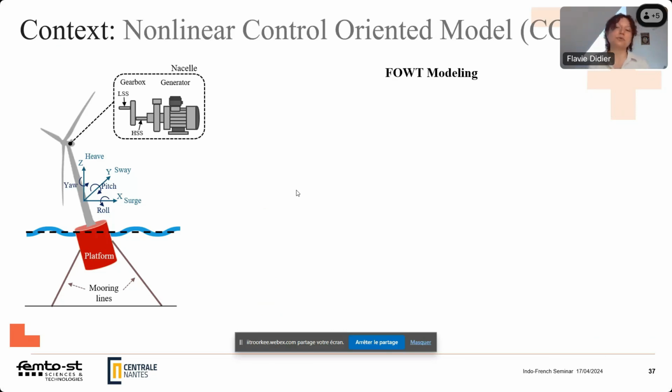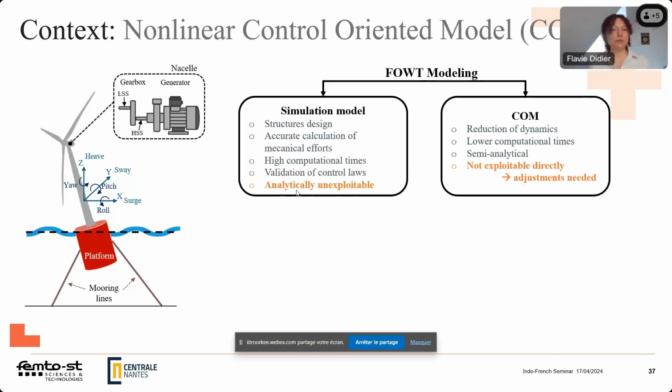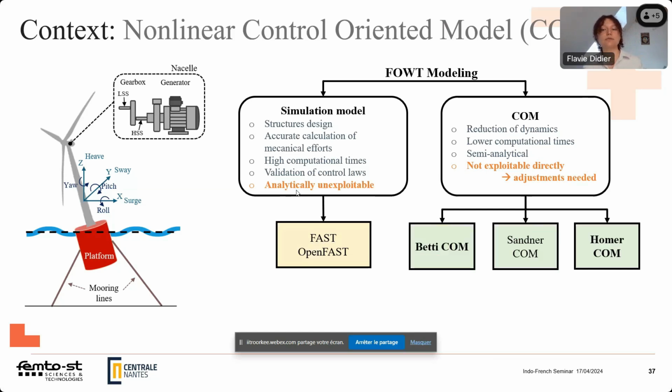Indeed, when it comes to floating offshore wind turbine modeling, there are 2 categories. The simulation models, for the structure design for example, are analytically unexploitable. For example, we have FAST or OpenFAST, and we have the reduced models, so the control-oriented models, which are not fully exploitable as they are, but with some adjustment, we can use them to synthesize controllers. The main ones are Betty, Sumner, and Homer.